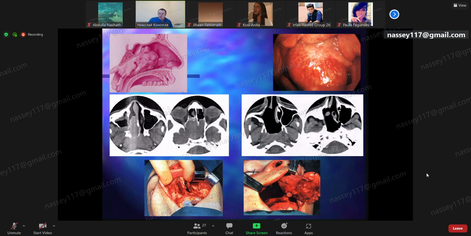After that, the blood supply of the tumor will stop, and the risk of bleeding during operation will decrease. The size of the tumor also will decrease. And after that, after embolization, we do the operation, surgical removal. Another variant of treatment, another opinion.